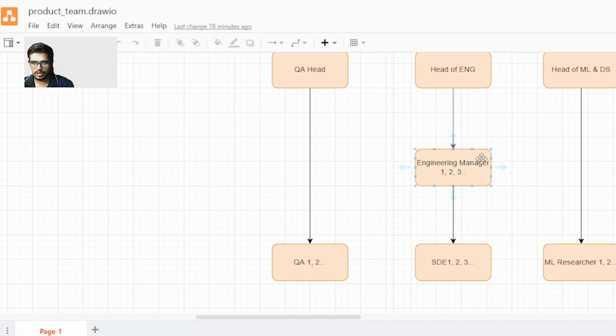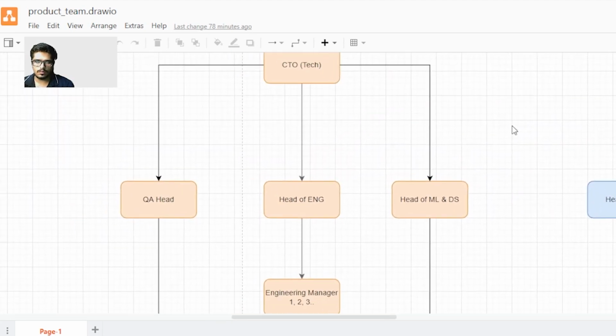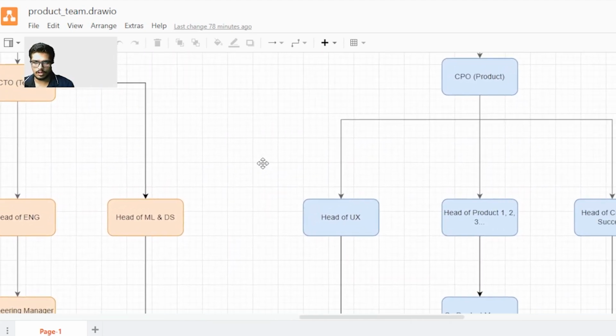If there is more than one engineering manager, they'll have their standalone independent product team. Then there is a QA 1, 2, 3, ML researchers 1, 2, 3, depending on the amount of product lines the company has. Now, all of these guys work simultaneously with the product team itself.